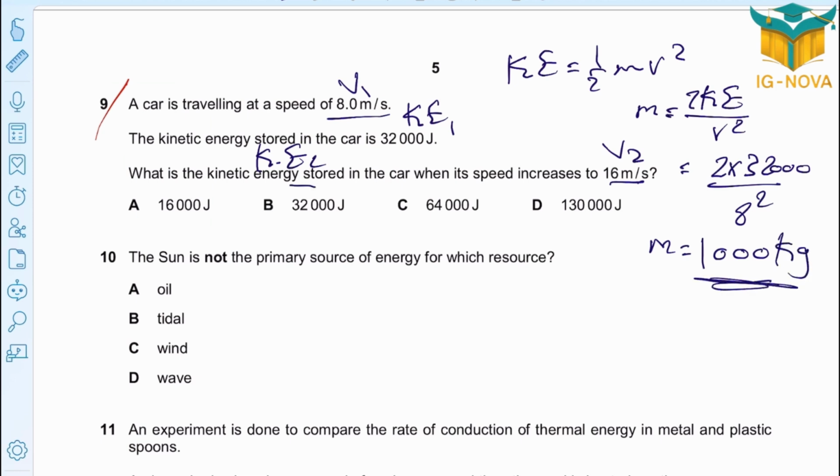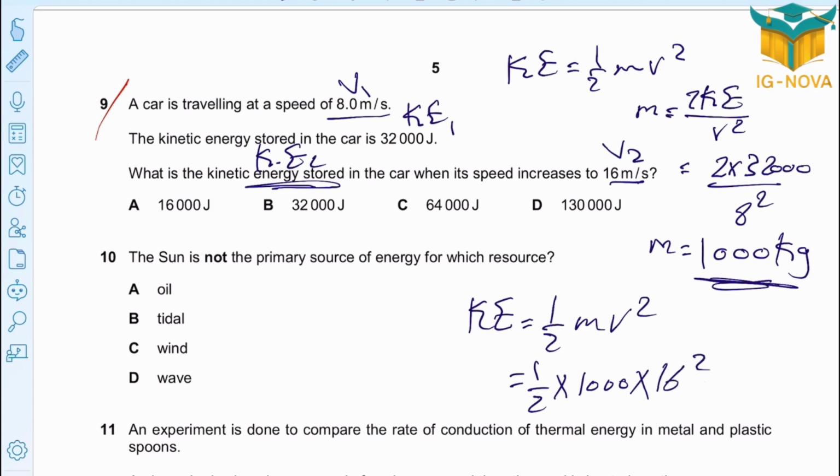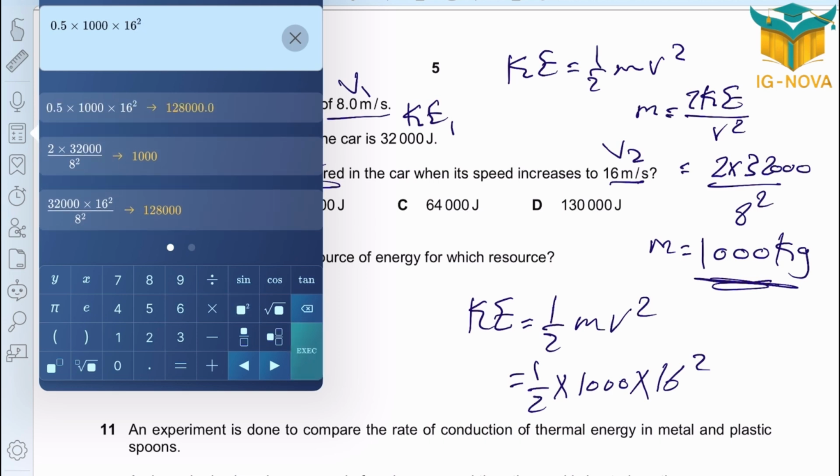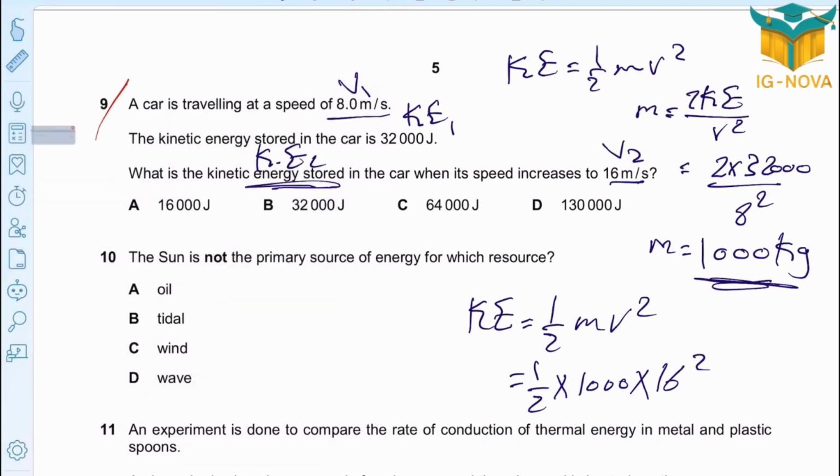Use it to get the kinetic energy in the second case. Kinetic energy in the second case is half mv squared. Half times 1000 times 16 squared. Let's calculate. The answer will be 128,000. The same answer. There are many ways to get the final answer correct, but you can choose any method you like.